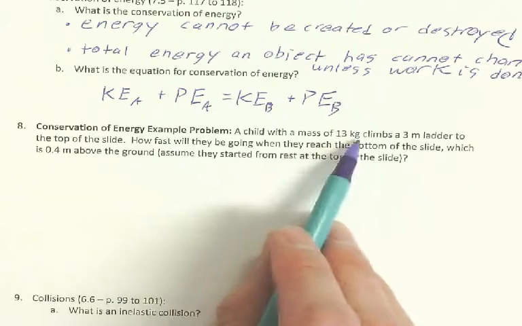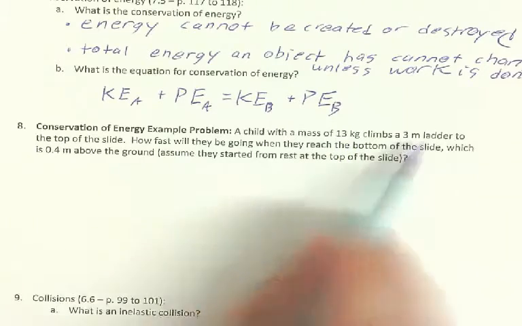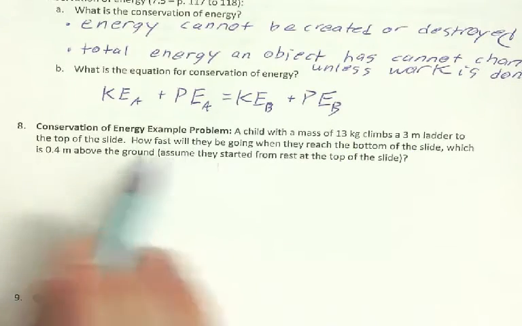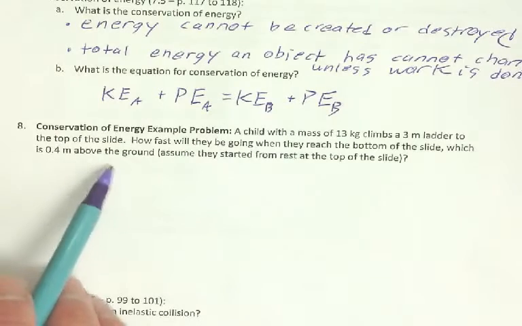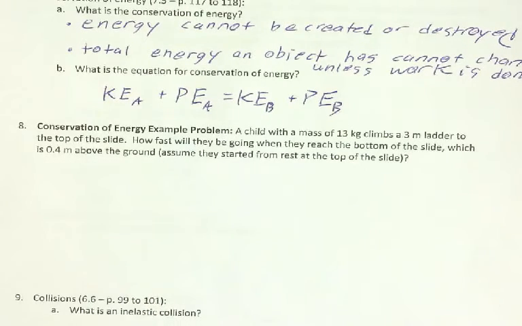A child with a mass of 13 kilograms climbs a ladder to the top of the slide. How fast will they be going when they reach the bottom of the slide, which is 0.4 meters above the ground? Assume they started from rest at the top of the slide.